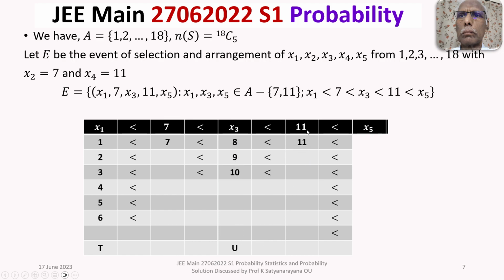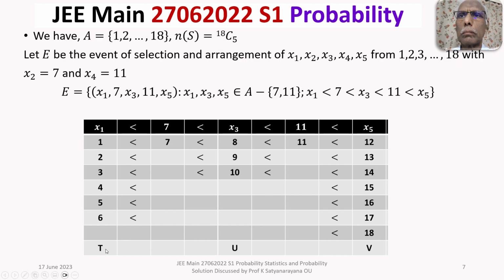Now, we get to x4. x4 is 11. x4 is less than x5. 11 is less than what numbers from A? It is 11 less than 12, 11 less than 13, 14, 15, 16, 17, 18. So these are the numbers. Let's call these 7 numbers the set V consisting of these 7 numbers.